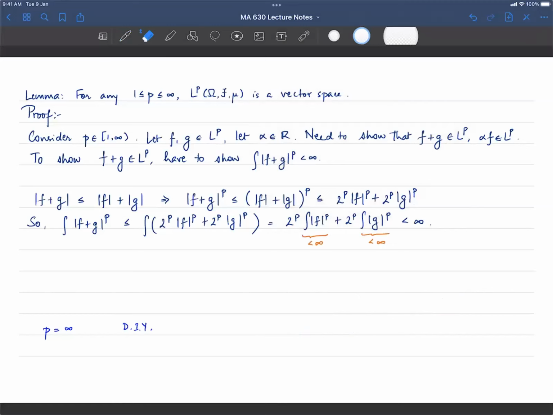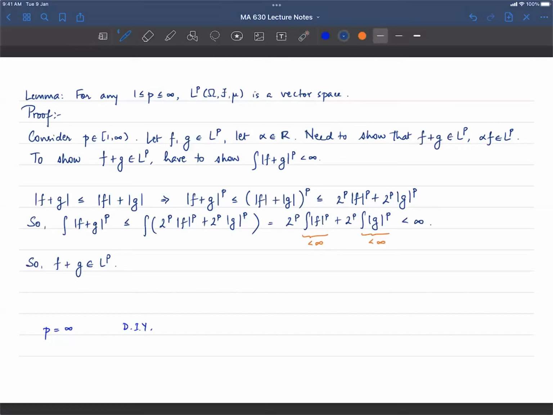All right, now measurability. So you have the integral of |f+g|^p is less than infinity, so f plus g is in L^p. You guys with me? The scalar multiplication case is easier. This was the vector addition case, because I took two functions f, g, and I added them. Now I'm taking the case where I'm taking alpha f. So that is even easier actually.